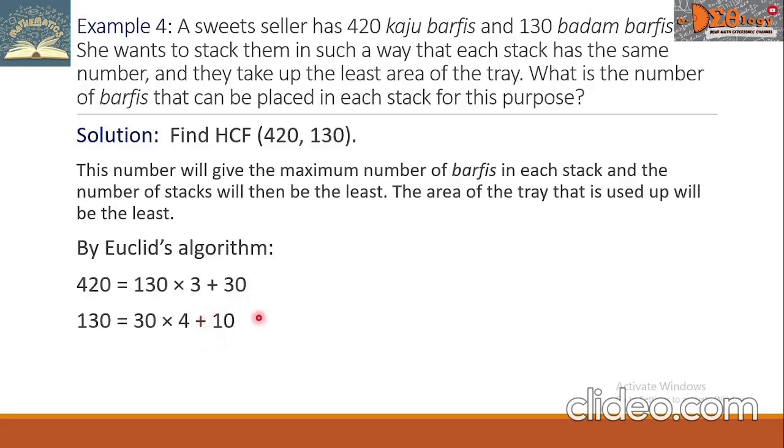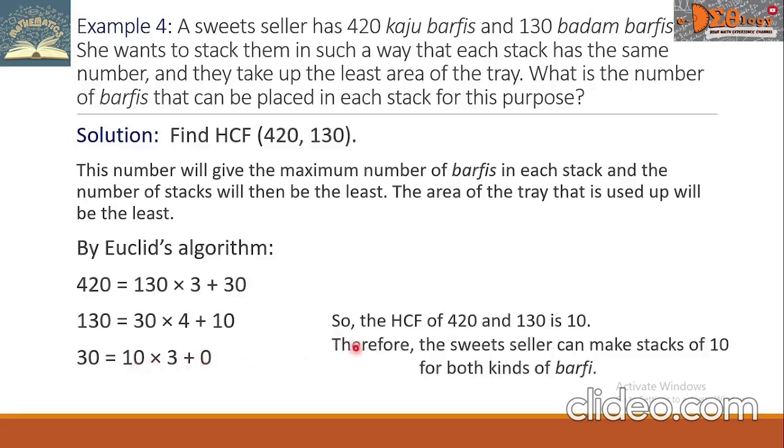We continue the process. 30 divided by 10, we get the third equation. We have 30 equals 10 times 3 plus 0. Since the remainder is 0, we stop here. So, the HCF of 420 and 130 is 10. Therefore, the sweet seller can make stacks of 10 for both kinds of barfi.